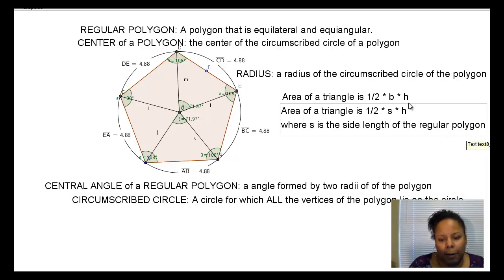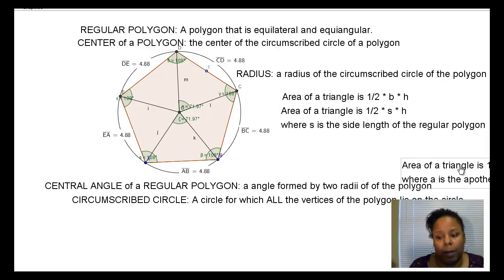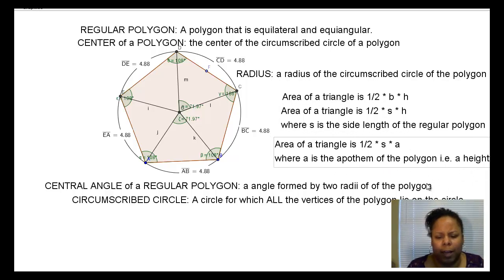And then we have the height of the regular polygon, but we don't want to confuse it with the actual height of the polygon, because the distance from the vertex to the opposite side is the height of the polygon. We don't want to confuse that with the height of the triangle. So we're going to call the height of the triangle a special name, called the apothem. I know you guys are like, apothem, but it's a way to differentiate between the height of the actual polygon and the height of a central triangle.